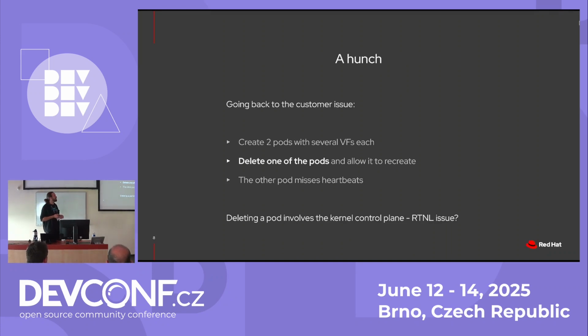if we go back to the customer issue, we had this delete one of the ports thing as the trigger. So deleting a port, that's a kernel control plane thing. So maybe we were seeing an RTNL issue. And that's kind of a hunch to start looking into, but it was still hard because it was a thing running on a cluster and was not deterministic, as these timeouts usually are. So we were like, okay, there's thousands of these, which one is it?